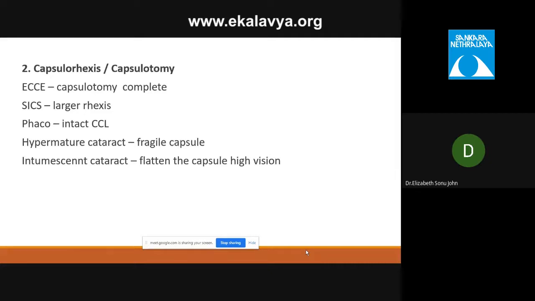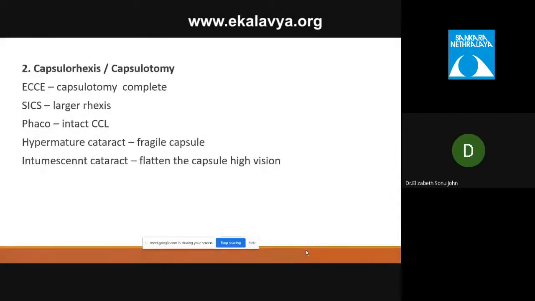There is no tag at the side port or anything, but your rhexis is complete and large enough. In phaco, it's important to have an intact capsule, good rhexis, adequate size, and without any extension. Even if there is a small extension, we can do the phaco away from that extension, but again, it is in experienced hands. If there's extension, it's better we convert to SICS or ECCE. So in phaco, the intact capsulorhexis is very important.